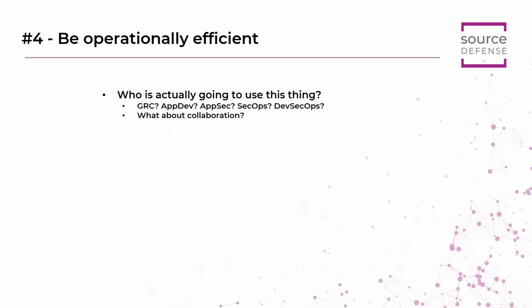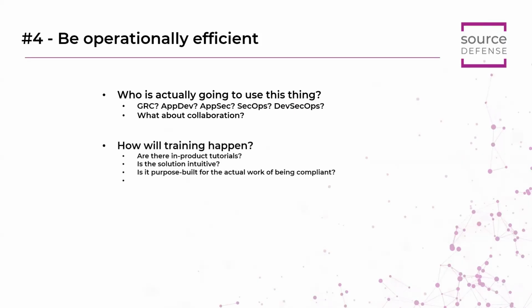On the operational side of things, who's going to use it? Is it the governance, risk, and compliance team? Is it the app dev team? Is it AppSec? Is it SecOps? Is it DevSecOps? Is it all of them? Is commerce involved? What about collaboration? Who's going to have access? And who's going to drive requirements behind the solution? And if it's homegrown, who controls version control and modifications, and how things are going to happen in an ongoing, post day one fashion?